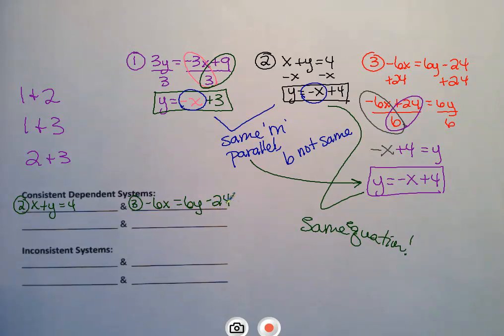Any others make consistent dependent systems? No, that's it. So which ones would make an inconsistent system? Okay, so 1 and 2. And so 1 is the 3y equals negative 3x plus 9, and 2 was the x plus y equals 4. And 1 and 3.